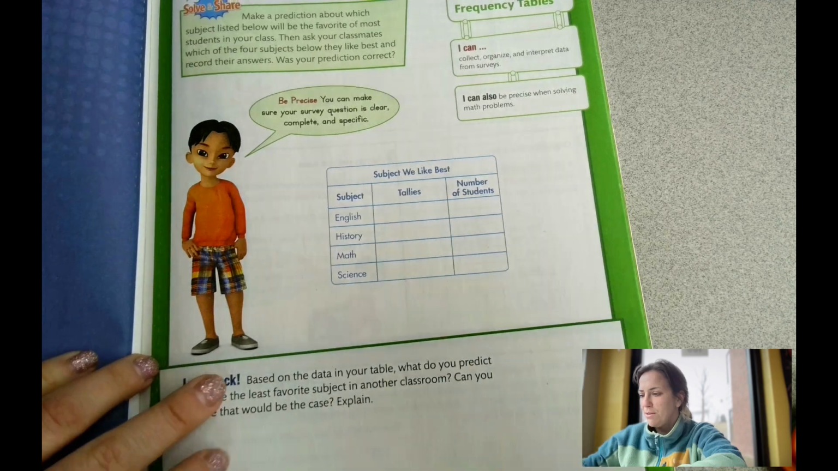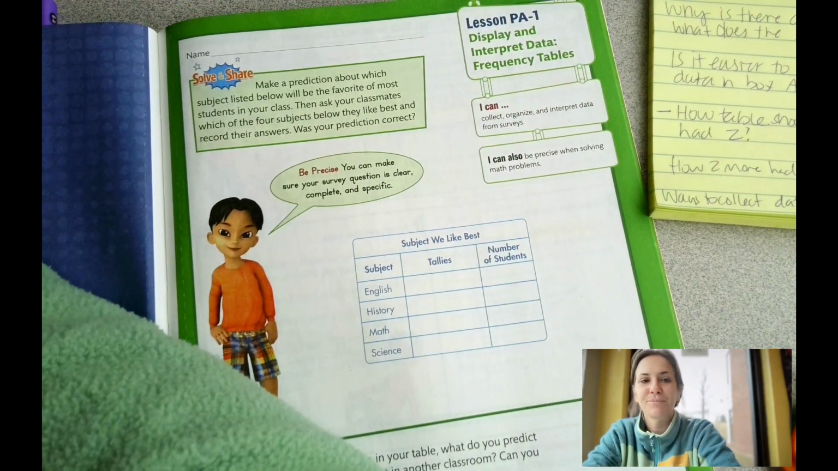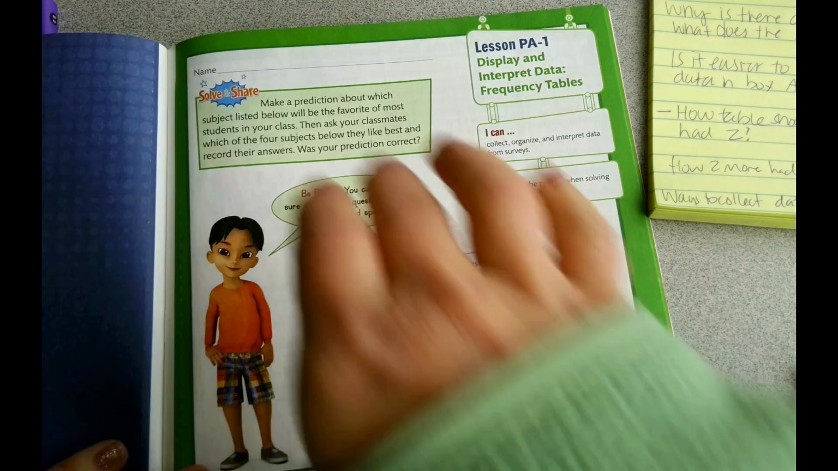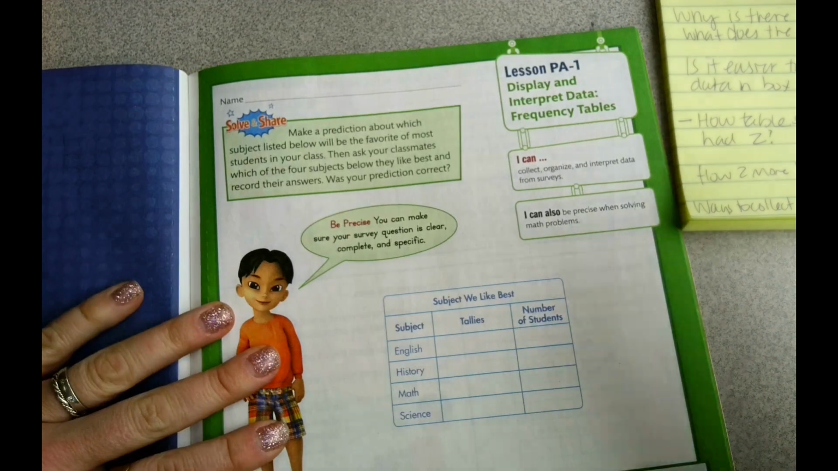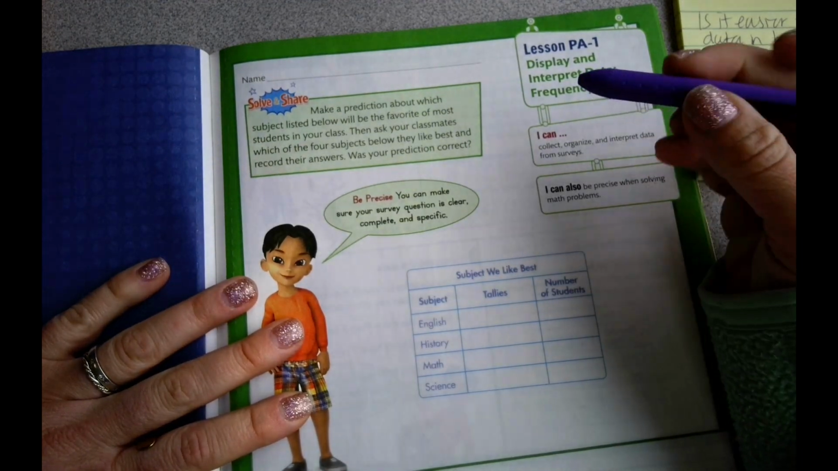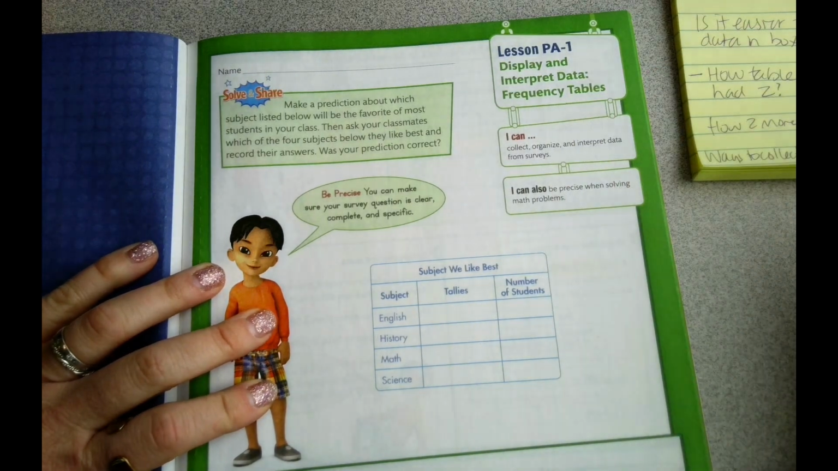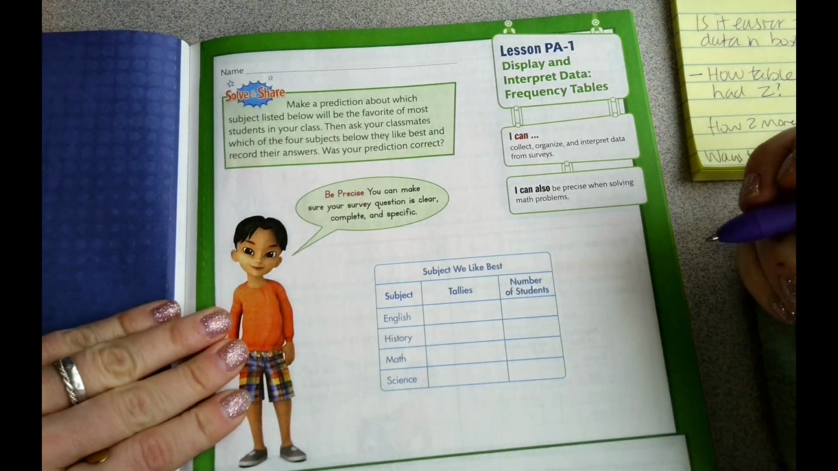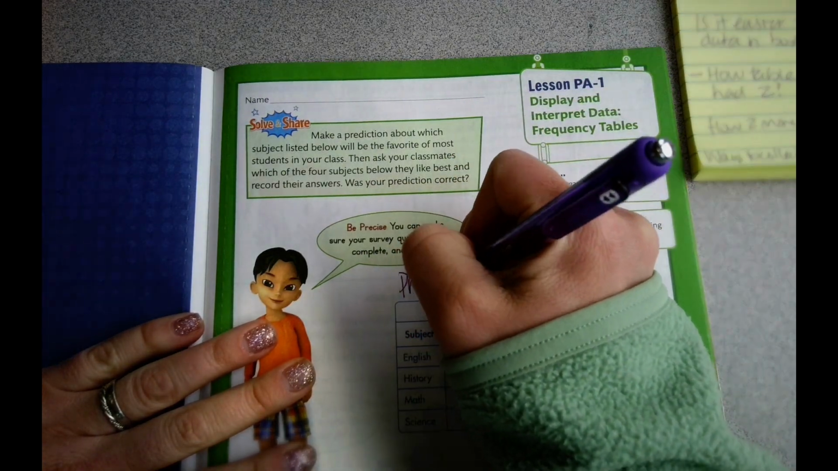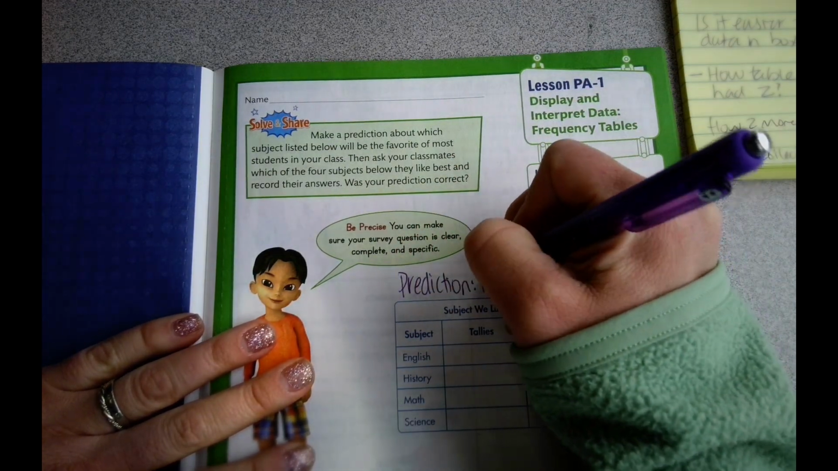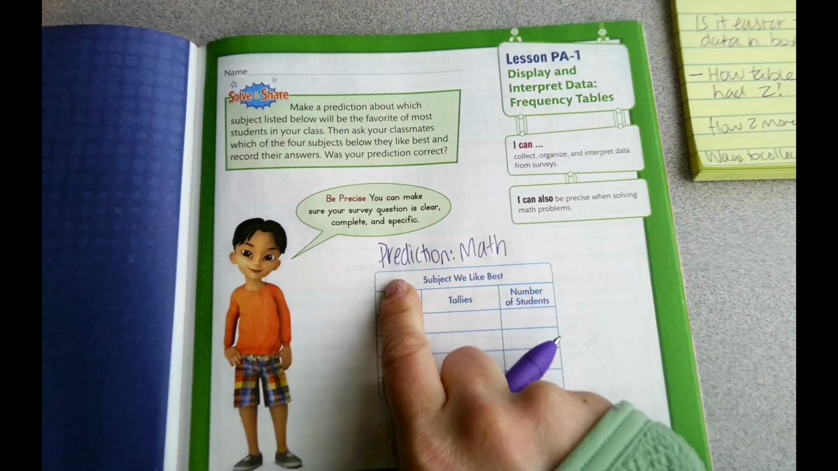All right. So we have lesson display and interpret data and frequency tables. Make a prediction about which subject listed below will be the favorite of most students in your class. And then ask your classmates which of the four subjects below they like best and record their answers. Was your prediction correct? Unfortunately, since we are self-pacing, I'm not going to have you get up and walk around and actually do the survey. But let's say we make a prediction. And my prediction is math, of course, because I love math. That doesn't mean it has to be your prediction, but write down something.